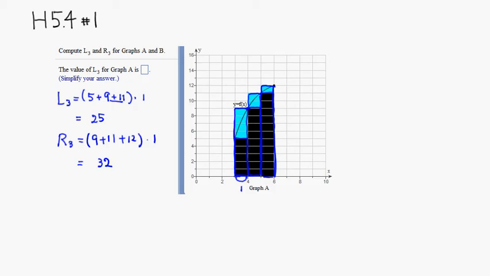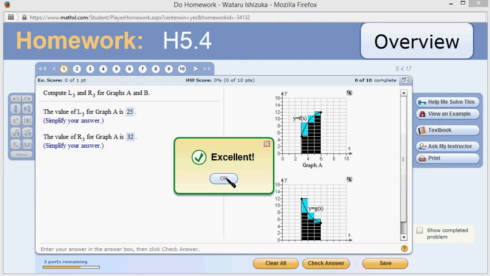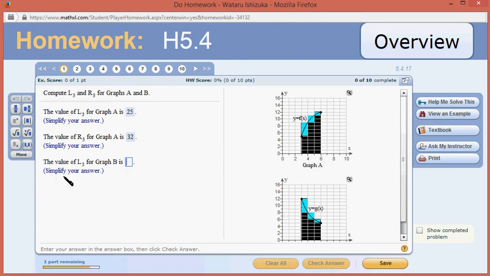Let's type it in, 32. Check the answer, we got that. Now let's do the same thing for graph B.